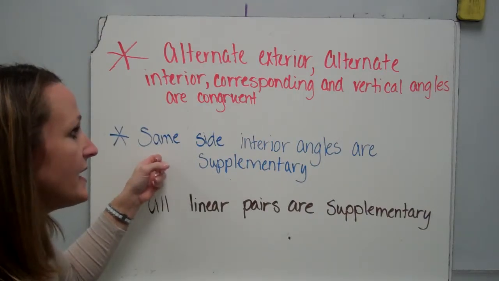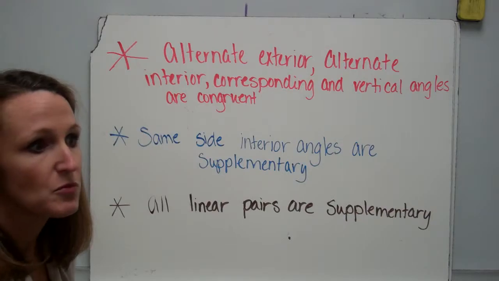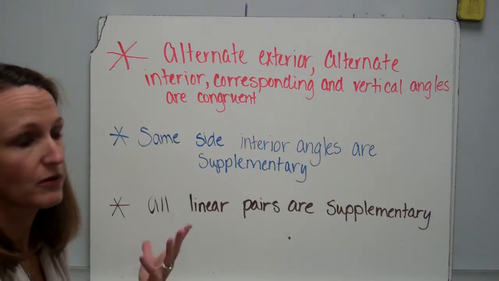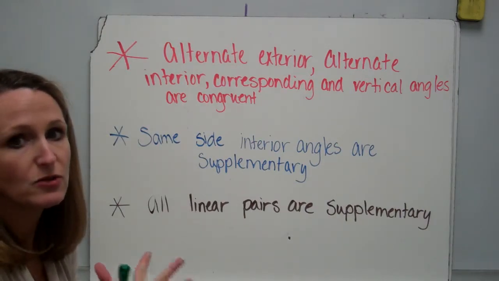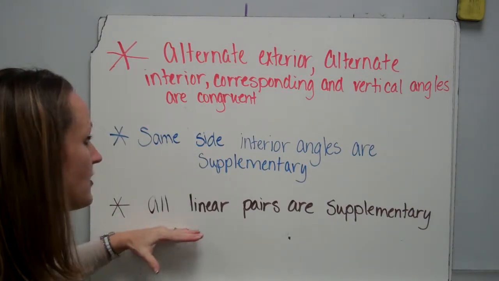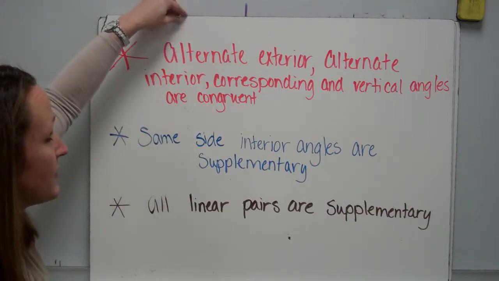Okay, same side interior angles will be supplementary. The more you look at it, that will start to make logical sense. But if they're on the same side of that transversal, the two angles are going to be supplementary. All right, and then all linear pairs are supplementary. That's not new. You should have already known that.